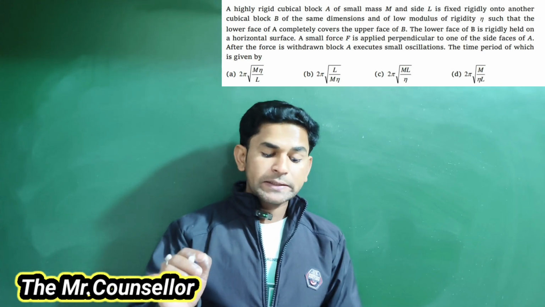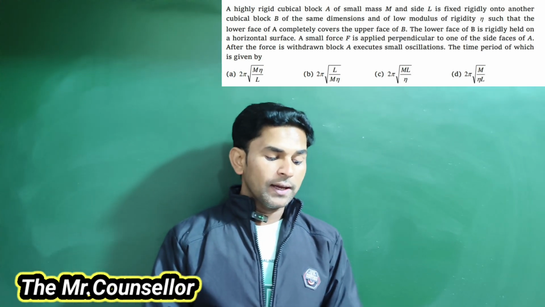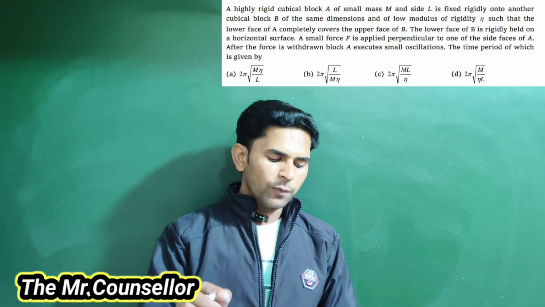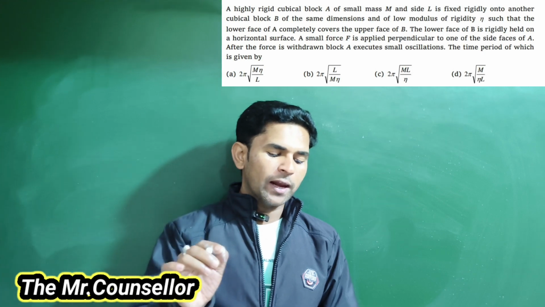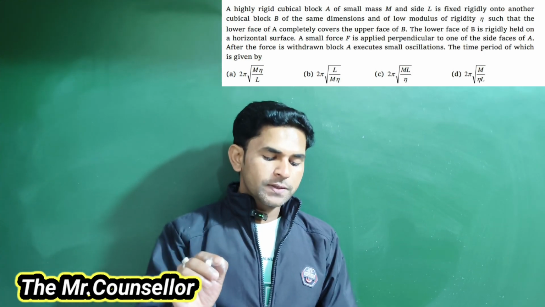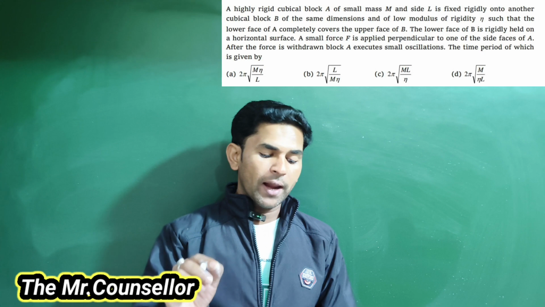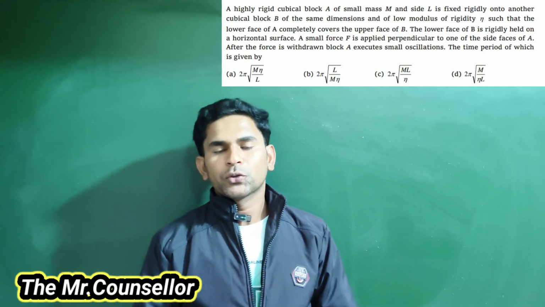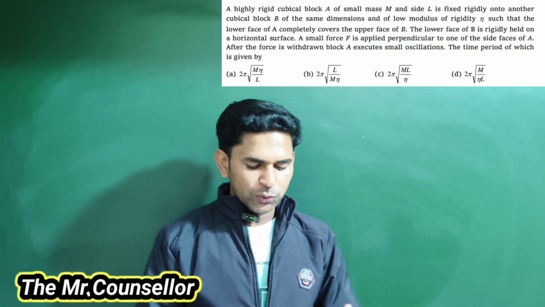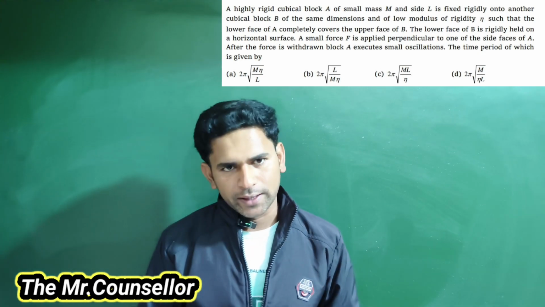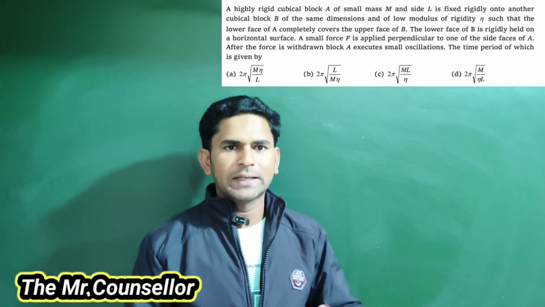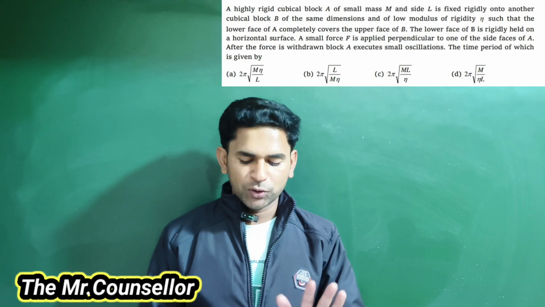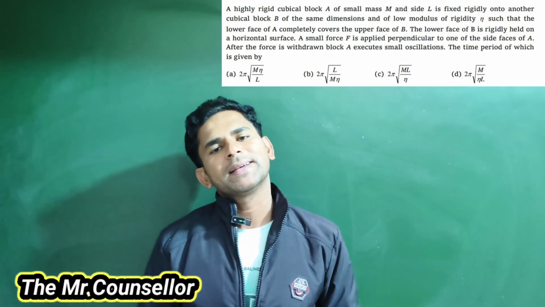The options given are: option A, 2 pi root m eta upon L; option B, 2 pi root L upon m eta; option C, 2 pi root mL upon eta; option D, 2 pi root eta L. There are four options, and we need to check dimensionally which option is correct. You can draw the diagram also, but I am not drawing it just to save time. According to this concept, you need to check which formula is correct.